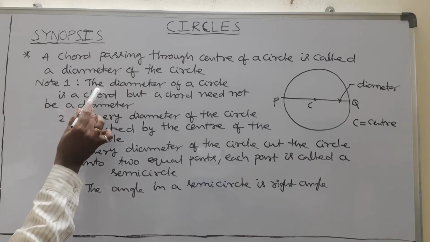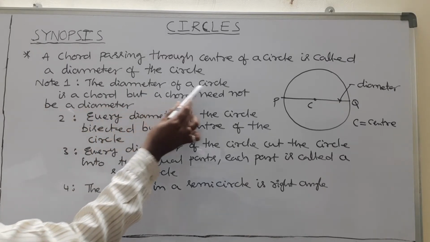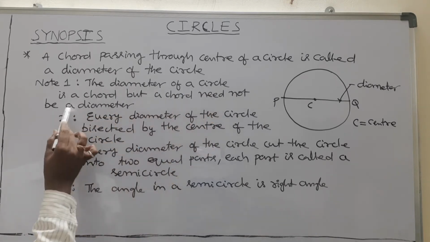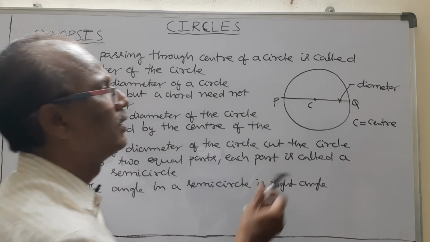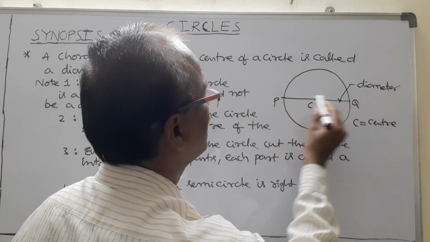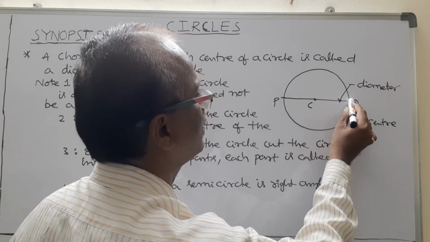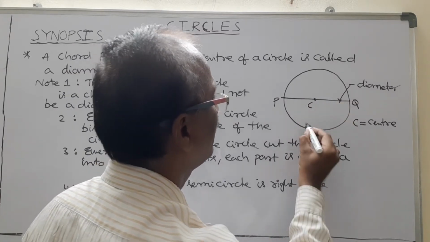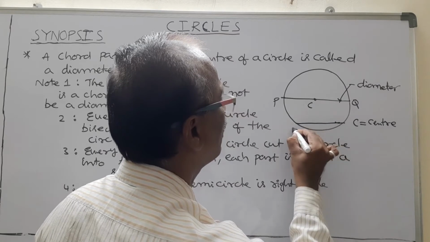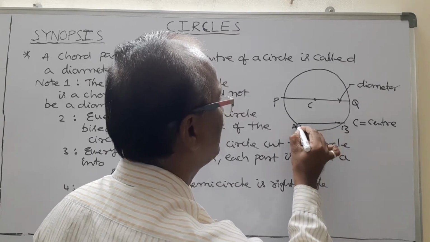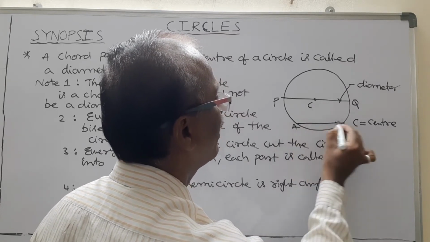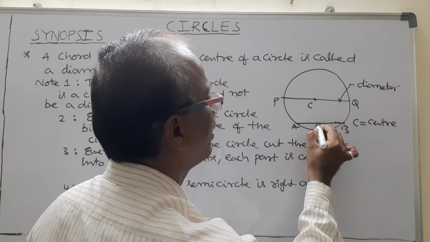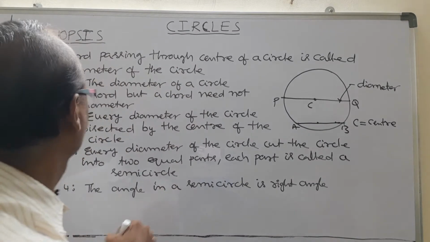First one, the diameter of a circle is a chord, but a chord need not be a diameter. PQ is a chord. This chord is the largest. This is called the diameter. Here AB is also a chord, but this AB is not a diameter. This line does not pass through the center of the circle.